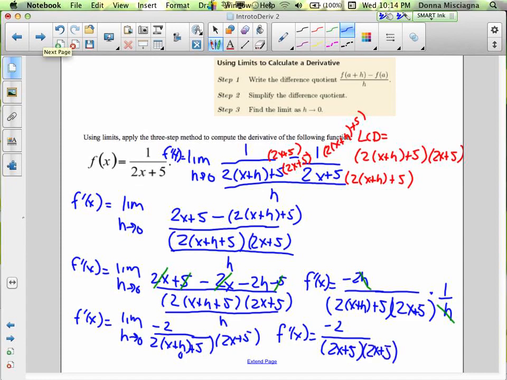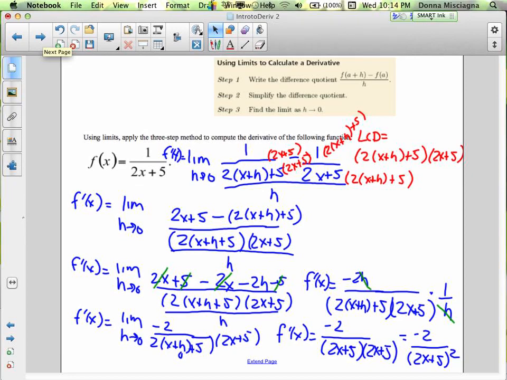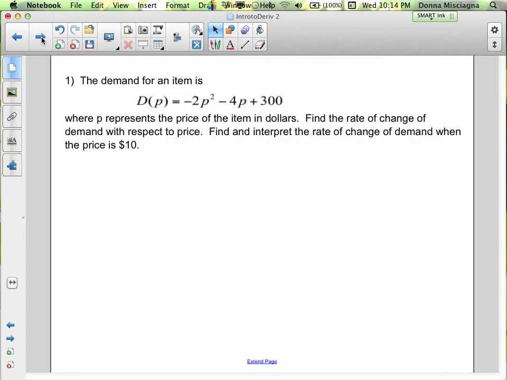You can leave it like that, or you can write it as negative 2 divided by 2x plus 5 squared, whichever you prefer. What I wouldn't bother to do, there's really no reason for me to multiply 2x plus 5 times 2x plus 5. Looks perfect like that. And there we go. We found the derivative. So this is probably a good one for us to practice, and that is when our function is a rational function. How do we do that? All right? So good practice for us, or for you anyway.